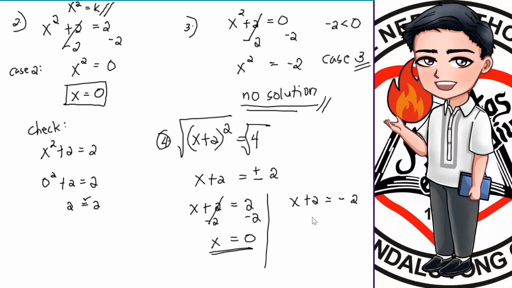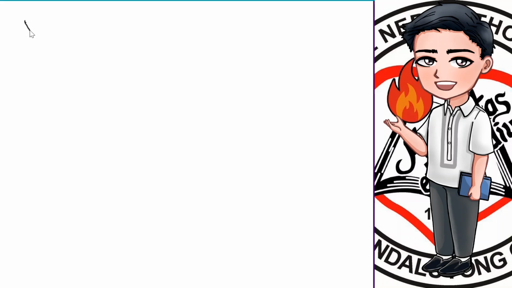Next is by subtracting 2 again on both sides. So this will become 0. x is equal to negative 2 plus negative 2 is negative 4. And these are the values or the roots or solution set of our quadratic equation. Now let us check whether these values are correct or wrong. So again, x = 0 and x = -4.